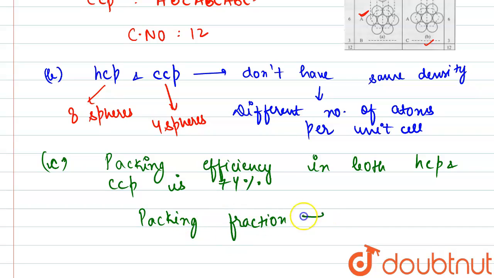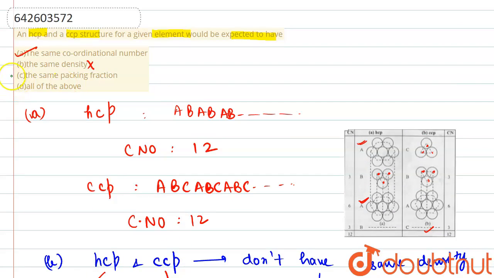Okay, so therefore we can say that the packing fraction over here in both of them will be 0.74. Okay, so option number C is also correct. Okay, so the correct answer here is part number A and C.